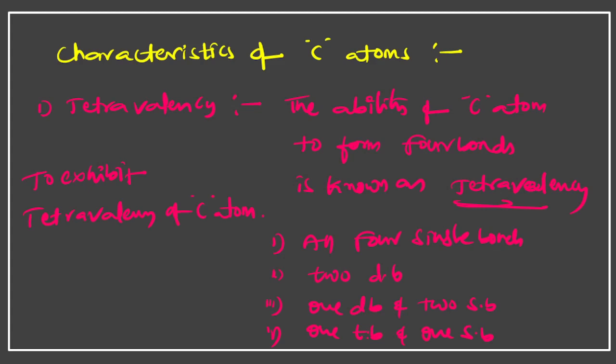Now let's look at why carbon shows tetravalency. Carbon has atomic number 6. What is the electronic configuration of carbon? The ground state electronic configuration of carbon atom is 1s2, 2s2, 2p2.